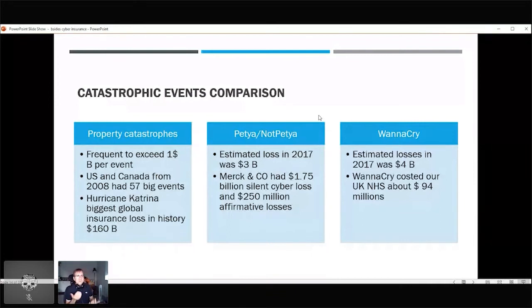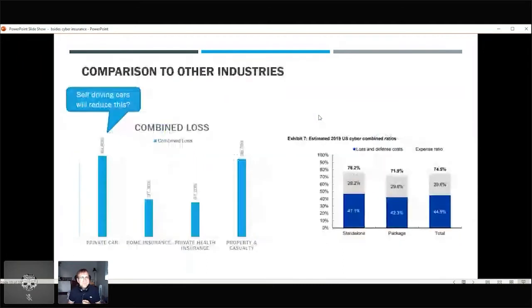So if you look at those two, relatively speaking it's not that big compared to other insurance markets. And if you look at WannaCry, the estimated losses were about 4 billion. In the UK, WannaCry cost our national health system about 94 million. So they're kind of small, they're not that big.